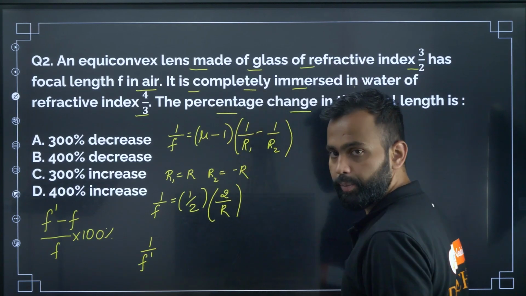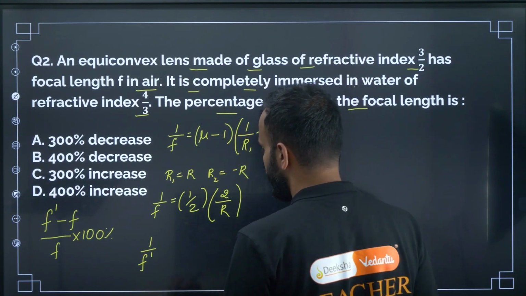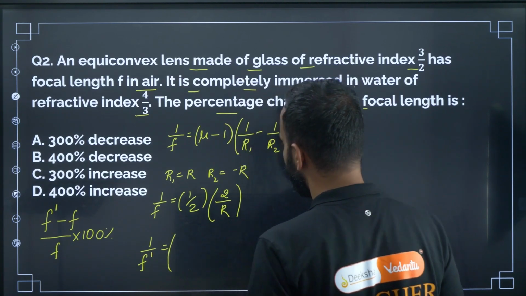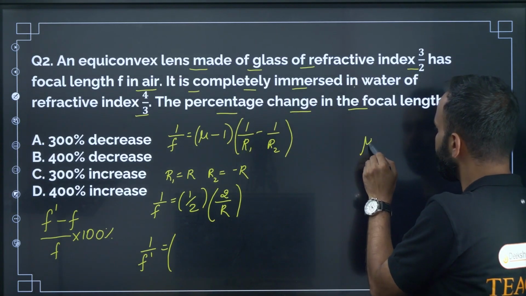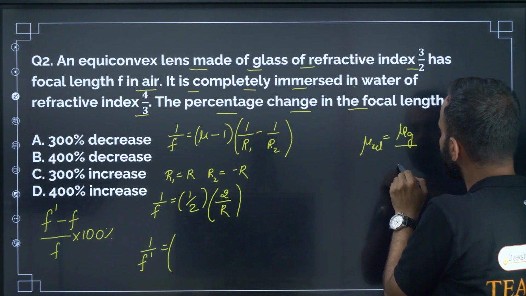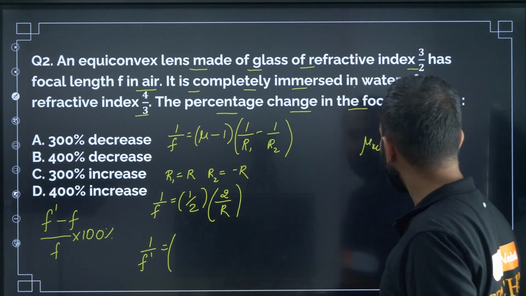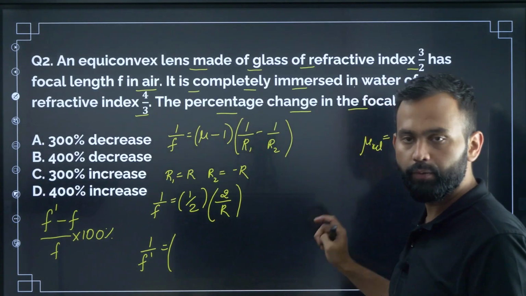Now 1 by f dash is the focal length of the equiconvex lens when it is in water, which is equal to relative refractive index. Here the relative refractive index, mu relative, is equal to the refractive index of the glass with respect to the refractive index of the water. So what is the refractive index of the glass? That is 3 by 2. Refractive index of the water is 4 by 3.